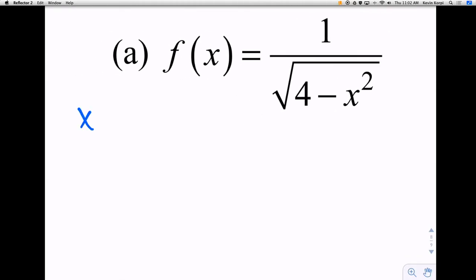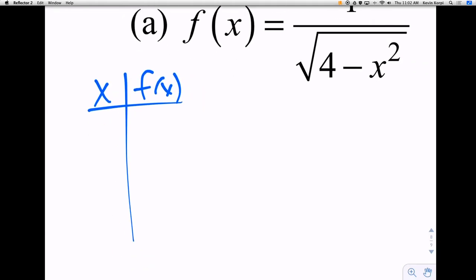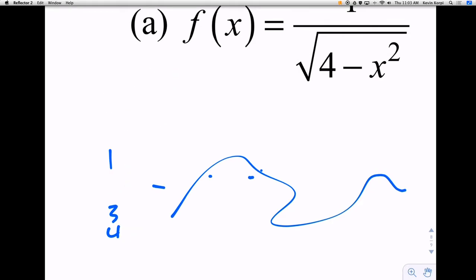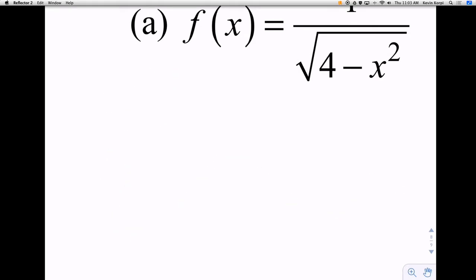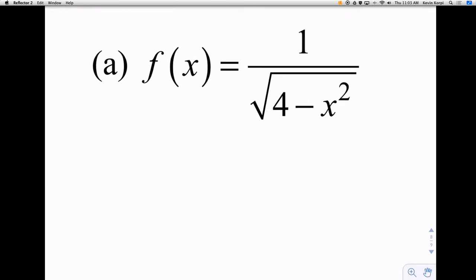I guess you could do what you did back in Algebra 1, remember? When you first learned how to graph functions, independent variable, 0, 1, 2, 3, 4, plug them in, get the y values, plot them, connect the dots, and go from there. That wasn't very efficient, but it was a good way to kind of introduce you to graphs. We're going to do something better than that. The first thing that we probably want to do is find the domain. Right? We want to do that first.